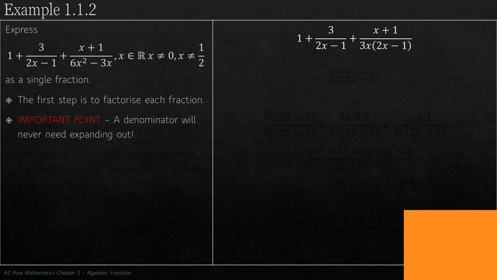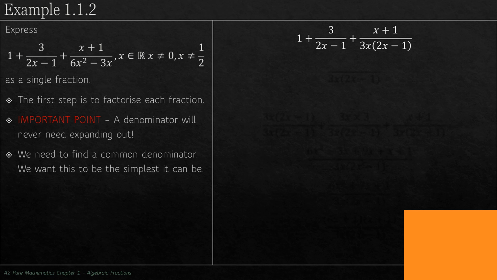Important point, a denominator will never need expanding out. So if you're lucky enough that your exam question has already factorised the denominator down, please do not start by expanding out that denominator. And similarly, as we walk through this example, I'm not going to do any expansion on that denominator. It's only on the numerator where we'd need to expand something. I cannot stress how important that is. You're just overcomplicating it when you start trying to expand things that don't need expanding.